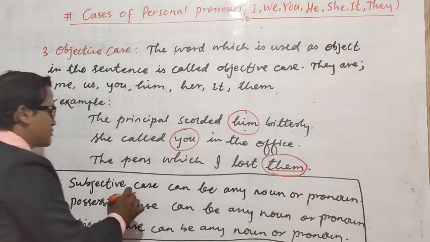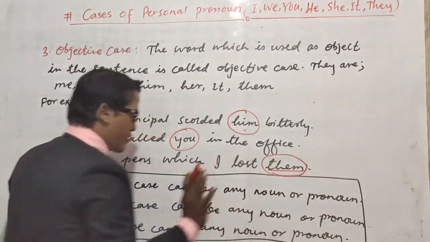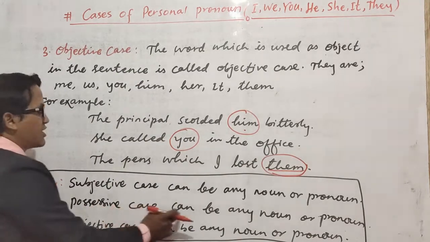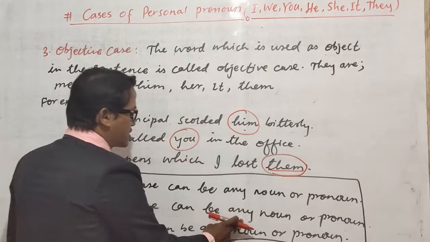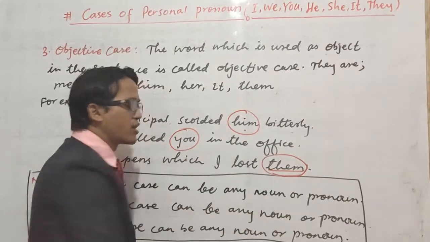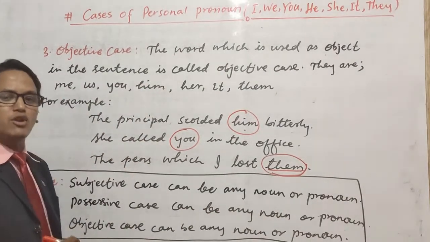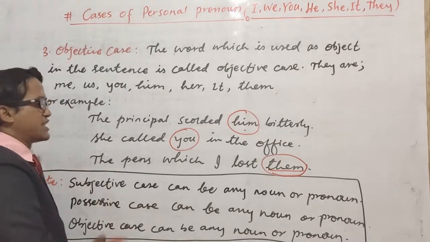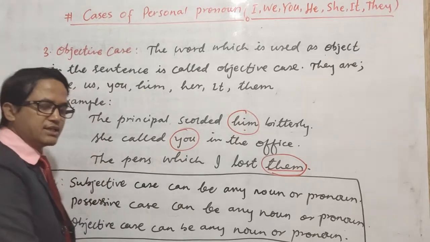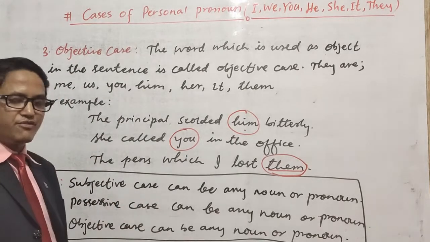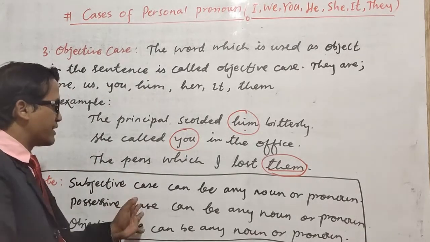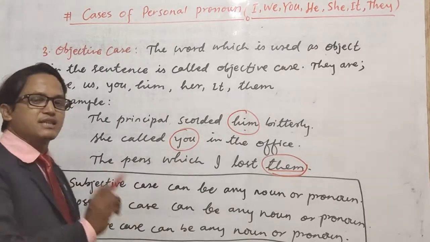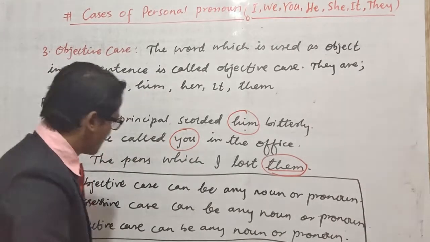So this subject can be any noun and pronoun. Similarly, the possessive case can be any noun or pronoun. So they always function as possessive form in the sentence. That's why they are called possessive case. And this can also be asked by questions. The possessive case is the answer of the which question.